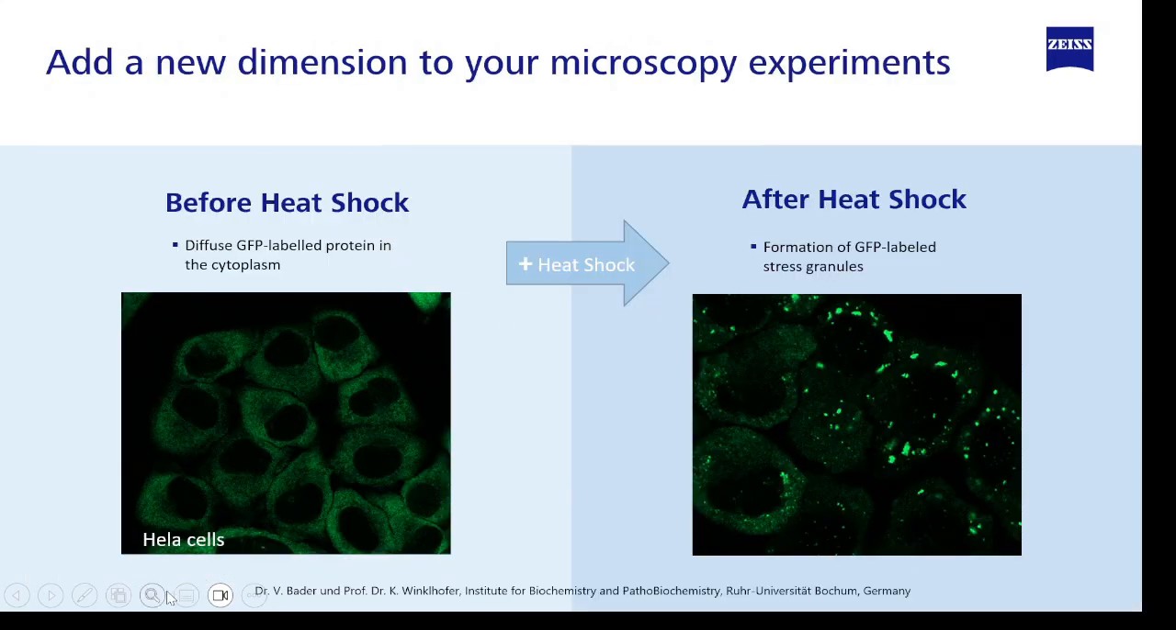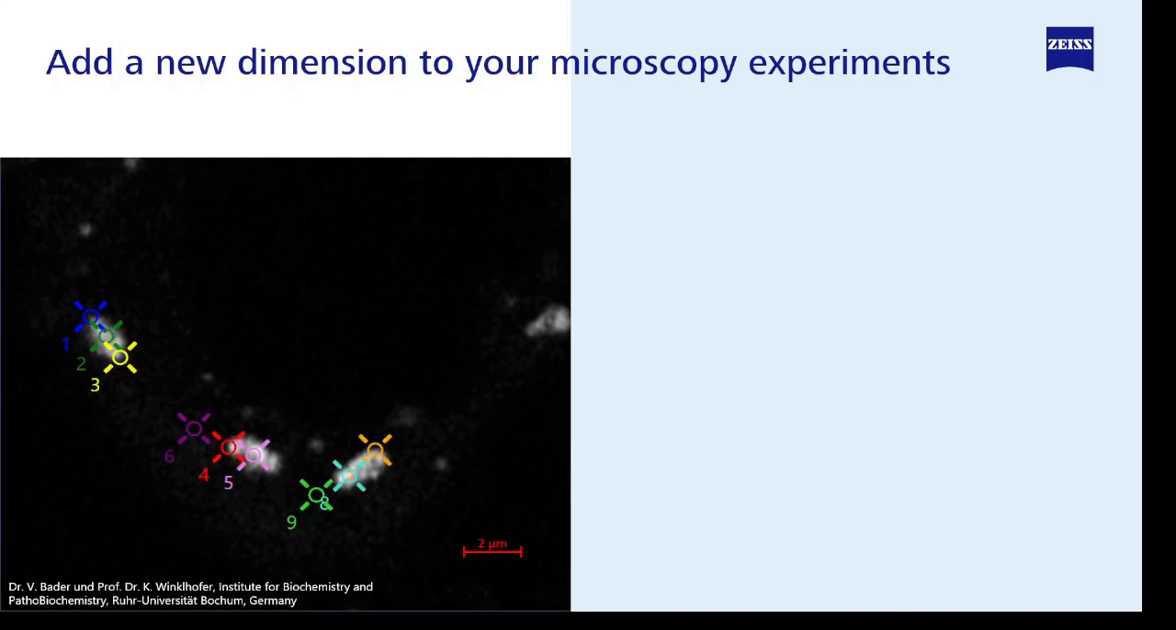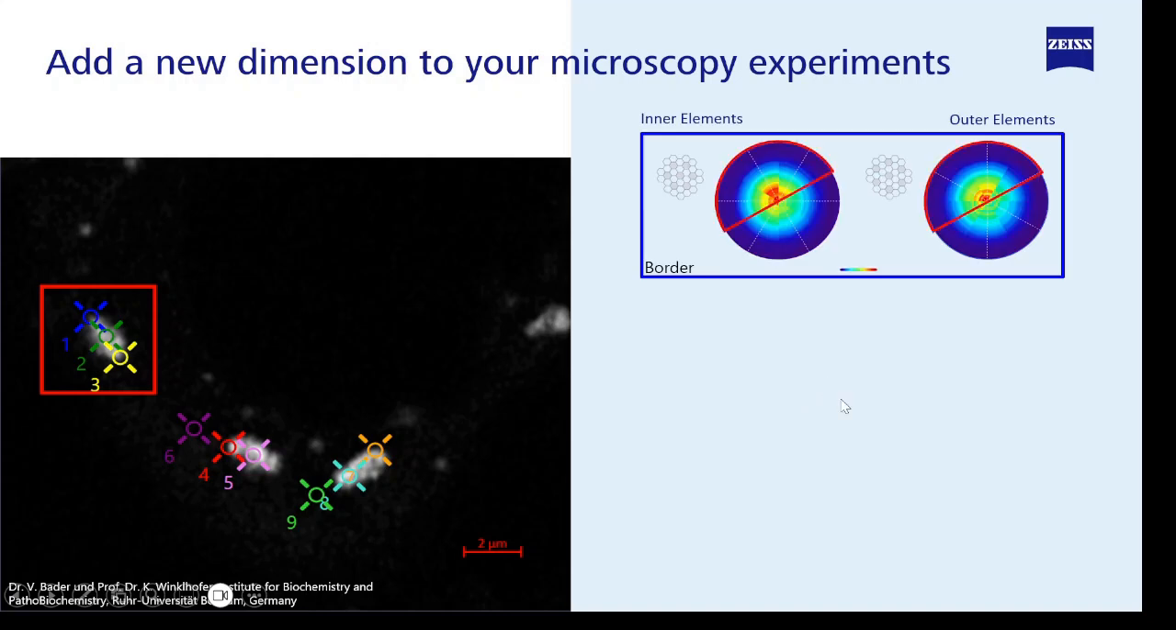Let's dive into one example. This is a HeLa cell. After heat shock, it will form GFP-labeled stress granules. Those stress granules are formed by liquid-liquid phase separation, so they don't have a membrane to enclose them. So if we zoom in to study one of the stress granules, we put some measurement spots, and from the Dynamic Profiler, you can get the asymmetric diffusion measurement result.